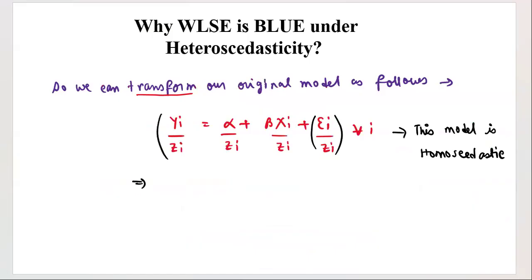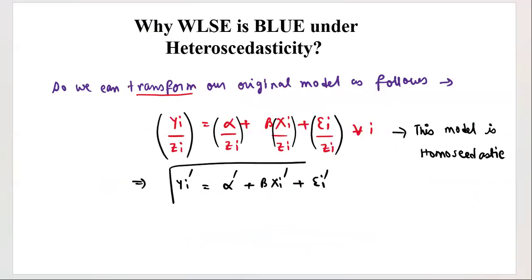Now, what you can do, you can consider this entire term to be some yi prime. This entire term to be some alpha prime, plus this term you consider it to be beta xi prime, and this term you can consider it to be epsilon i prime. So this will be our transformed model, the reduced version of our transformed model, right?